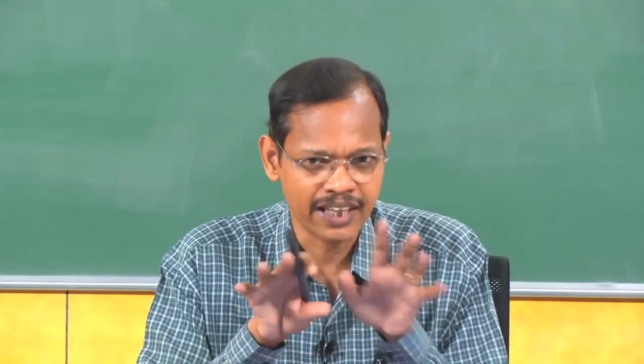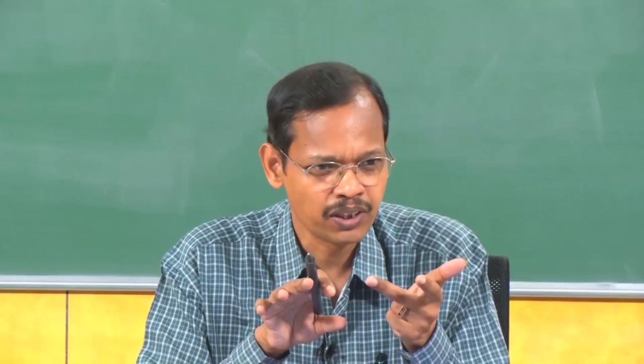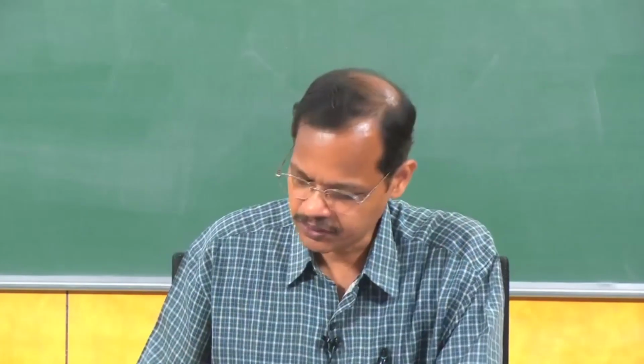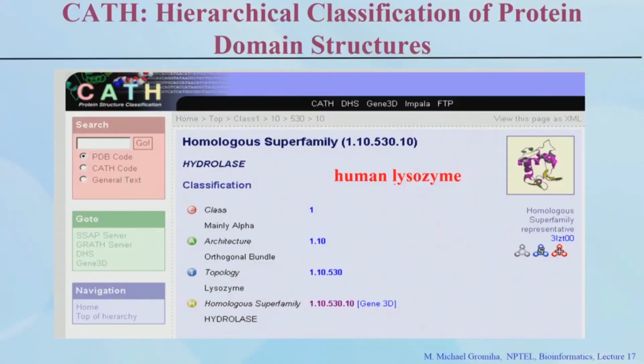So, this is what they call CATH: C for class, A for architecture, T for topology and H for homologous superfamilies. Okay, this is the CATH database. You can see here the same human lysozyme. The class is mainly alpha here, and for the architecture they put the number 1.10, orthogonal bundle, and the superfamily belongs to hydrolase.